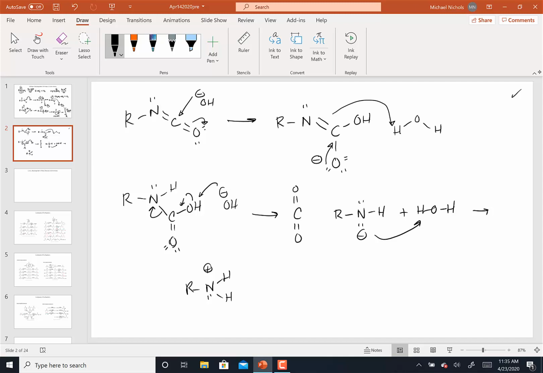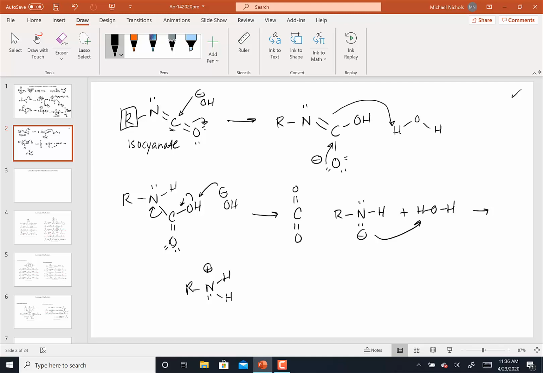So the key steps in this mechanism are when we form the isocyanate up here. When we form that isocyanate, we have migrated, we have shifted the R group from the carbon to the nitrogen, and then that sets up the loss of the CO2 to form the final amine product. So that is a Hofmann rearrangement mechanism.